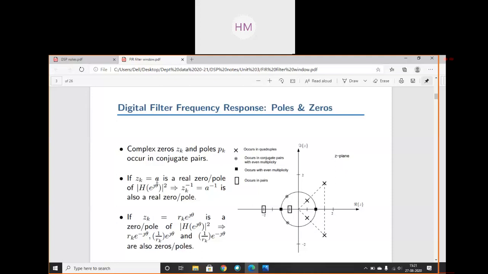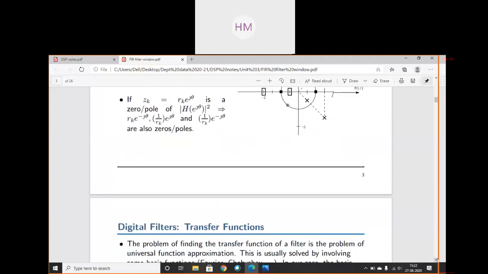If zk is a real zero or pole of this function, then zk inverse, equal to a inverse, is also a real zero and pole. Suppose we are plotting a over here, and this is my zero. If it occurs at a, it will occur at the inverse also. So if zk is a real pole, then zk inverse, equal to a inverse, is also a real pole. Okay, so that means it has a symmetry property.